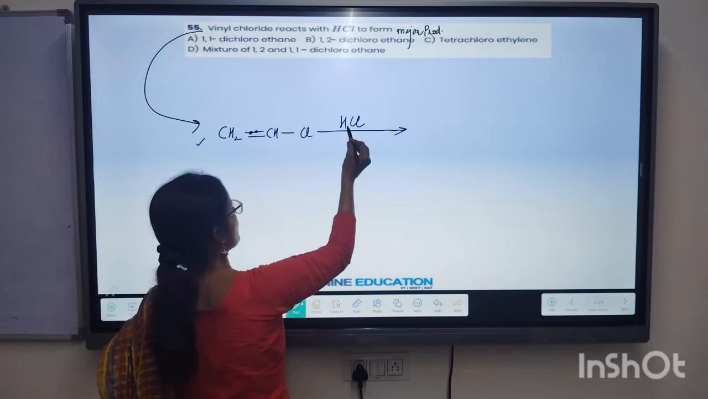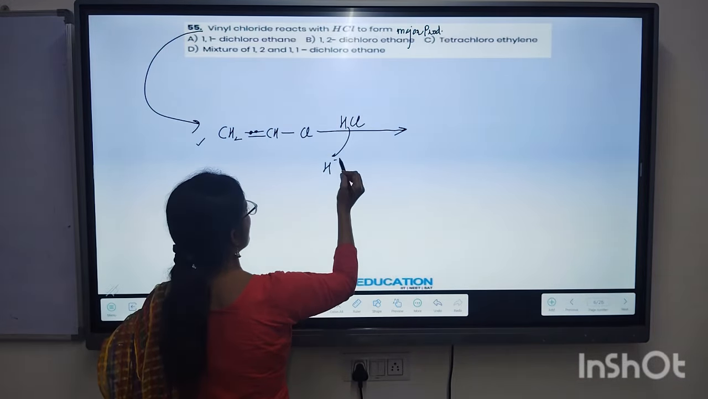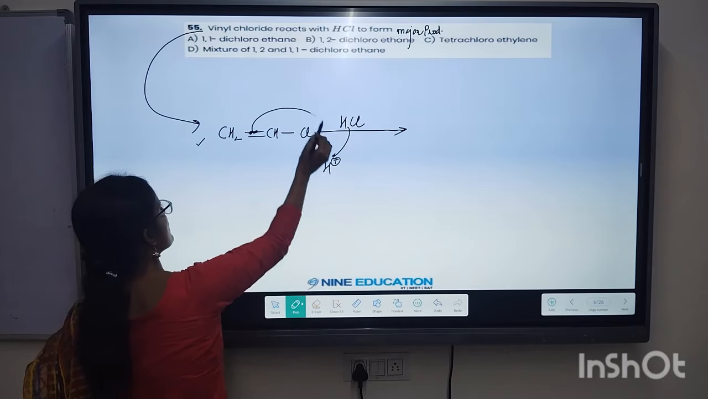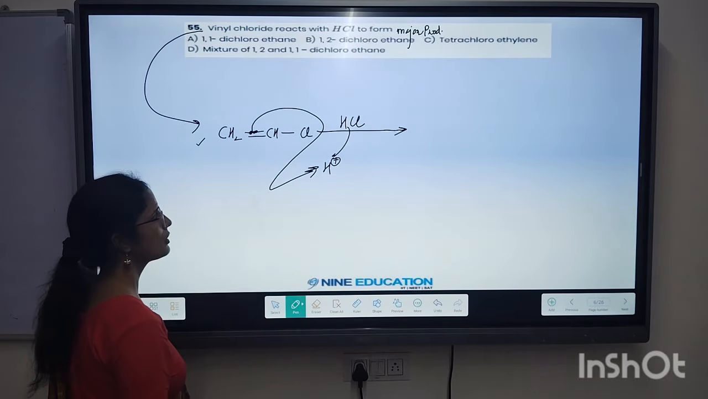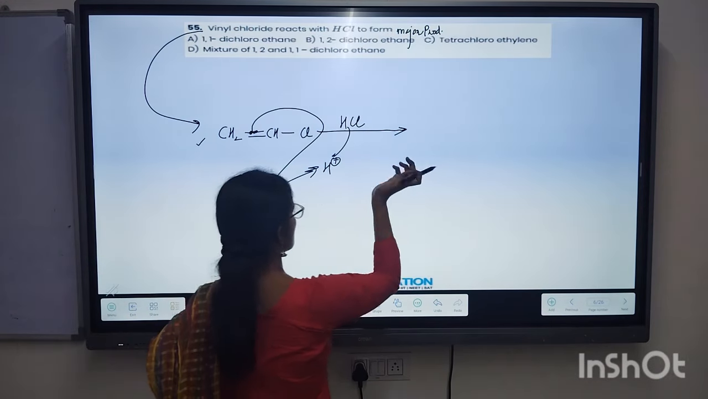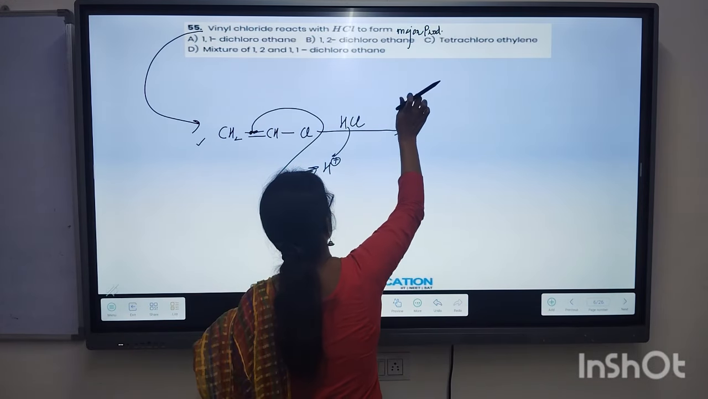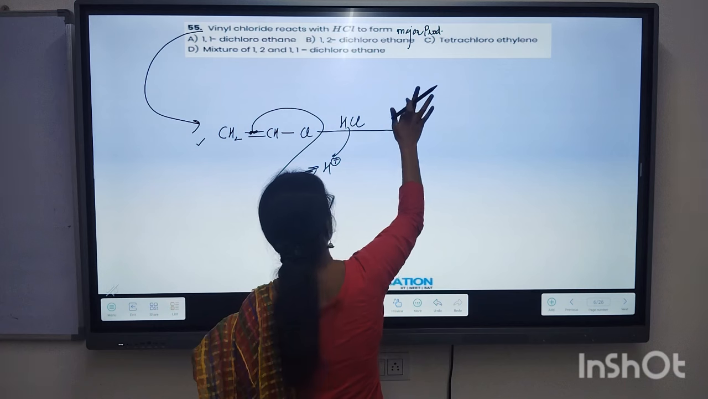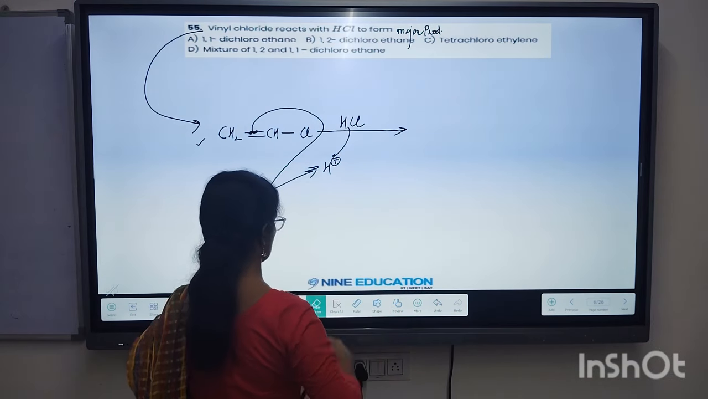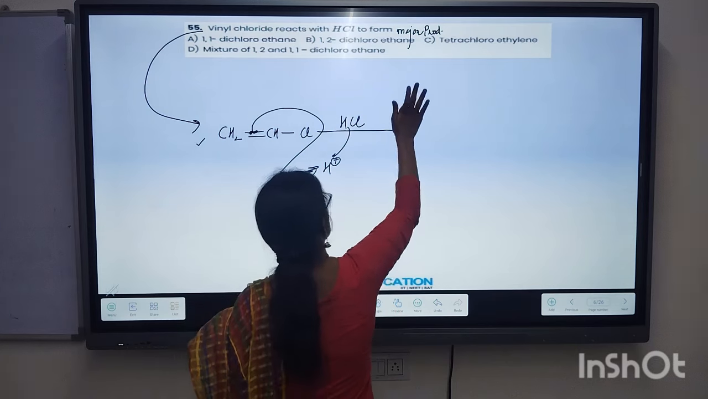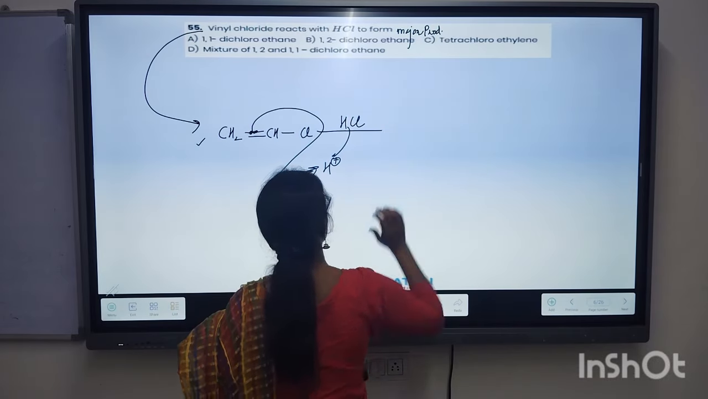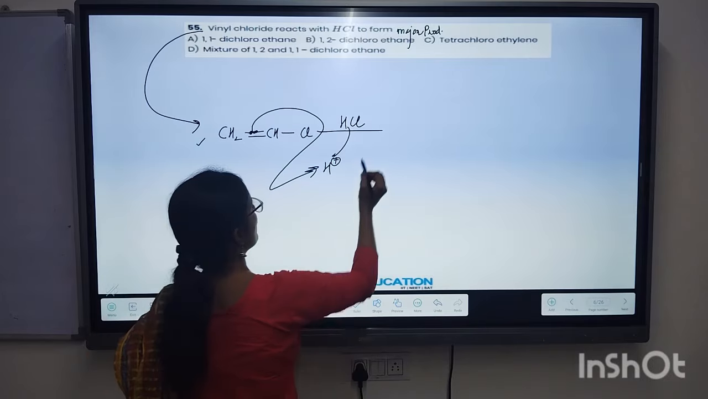So here also we need to talk like that. HCl will be providing H plus. So the pi bond, which serves as a nucleophile, will be attacking the H positive. Now it will be depending, right?